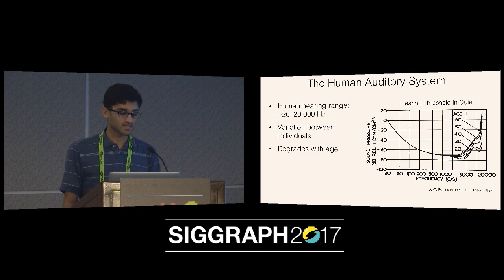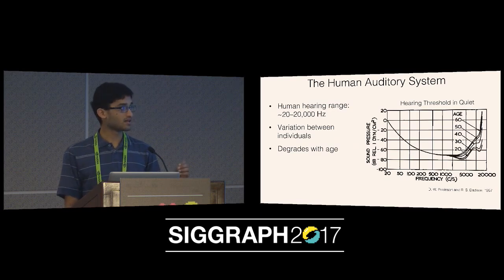That hearing range ends up being somewhere between 20 and 20,000 kilohertz for the typical human, though of course there are individual variations. What you see in the plot off to the side is what's called the threshold in quiet. Basically, if you were in a completely silent room with no other sounds, this is effectively the quietest sound that you can hear at each given frequency. Our highest frequency sensitivity is somewhere around 4 kilohertz, and it drops off rapidly for higher frequencies and somewhat less rapidly for lower frequencies. And of course, this degrades with age, especially at higher frequencies.